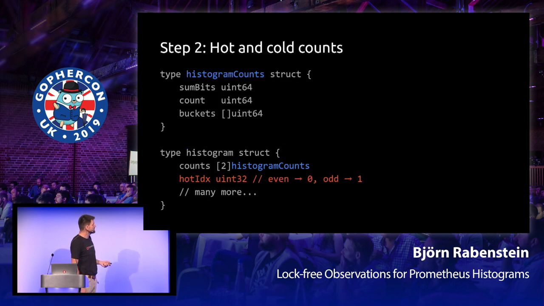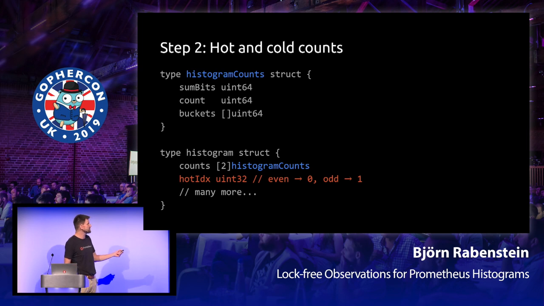And the basic idea here is hot and cold counts. So we had the counts. We count in buckets, we count the total number of observations, and we count the sum of observations, which is a float, but atomic operations only work on integers, so I save the bit pattern of this float in a uint64.